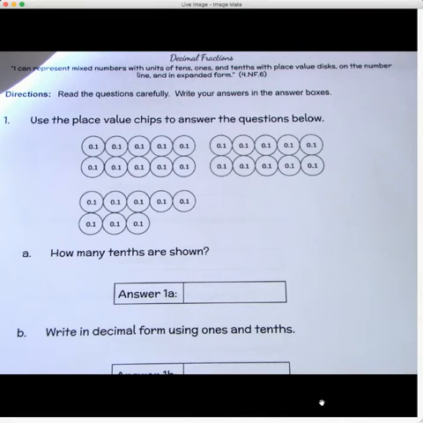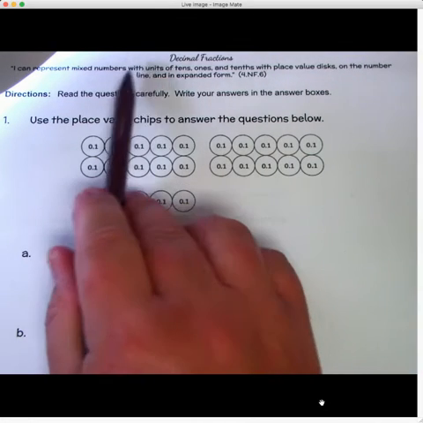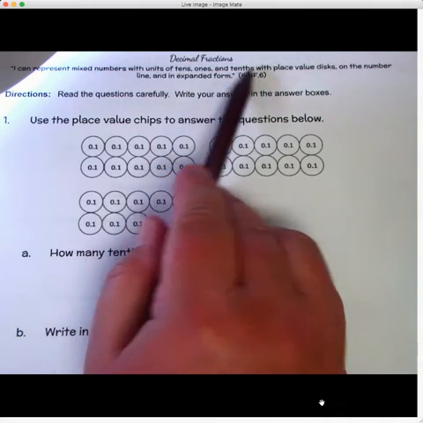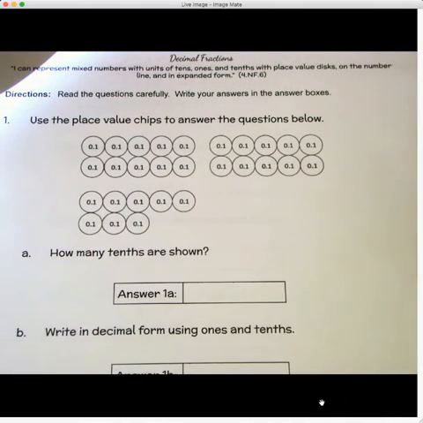All righty, well, we are ready today to look at decimals and fractions a little bit differently than we have been, but it's not hard at all. I think you'll do just fine on this today. Our goal is to represent mixed numbers with units of tens, ones, and tenths with place value disks. And on your assignment today, you'll have place value disks already there on the number line and in expanded form.